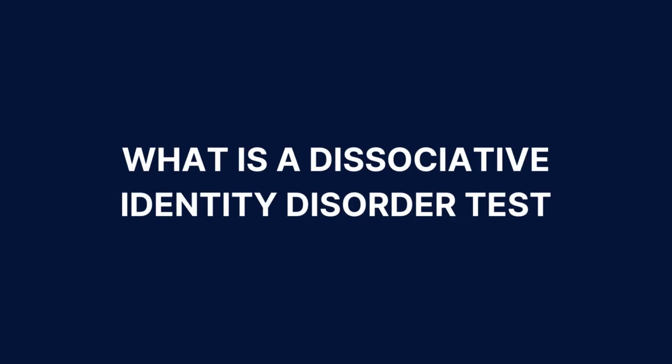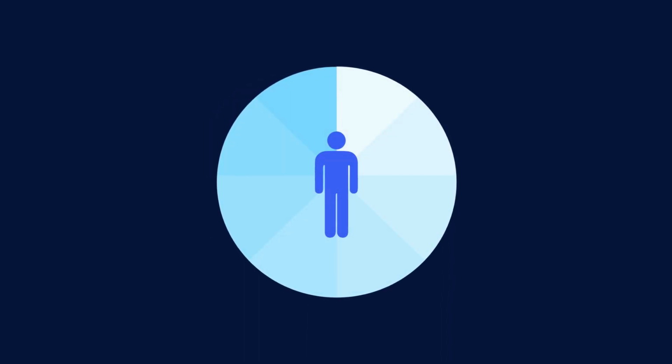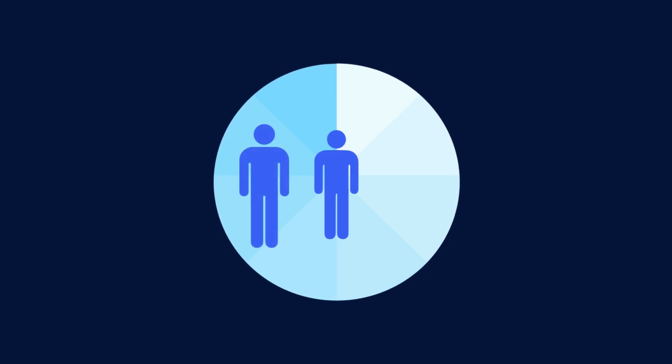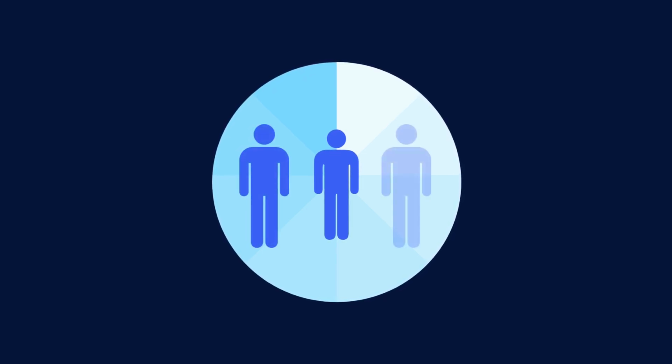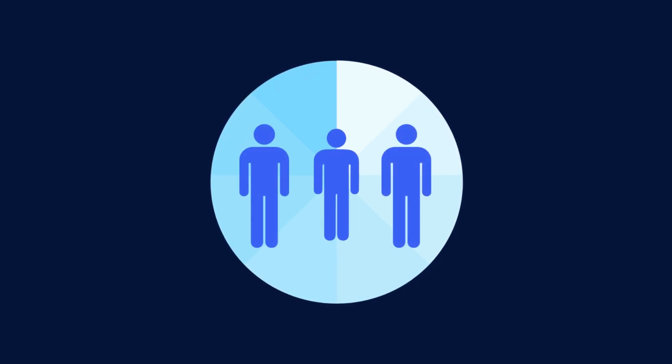What is a Dissociative Identity Disorder Test? A Dissociative Identity Disorder Test or assessment identifies potential symptoms and signs of Dissociative Identity Disorder, or DID, known formally as Multiple Personality Disorder. DID is a complex psychological condition that manifests through two or more distinct identities or personality states within a single individual.